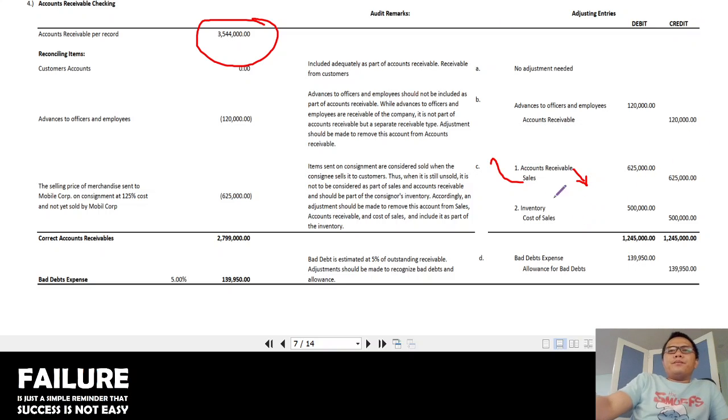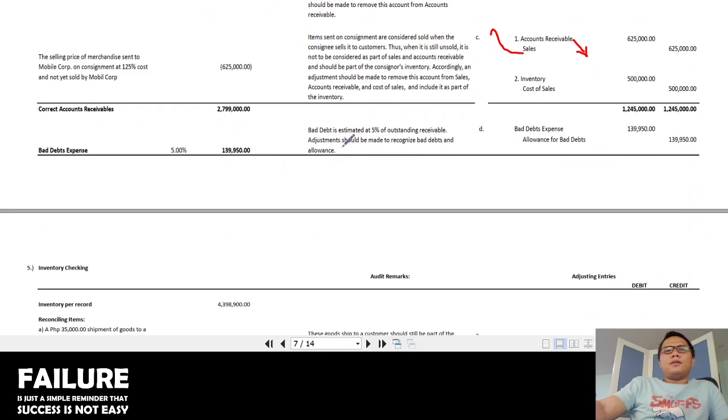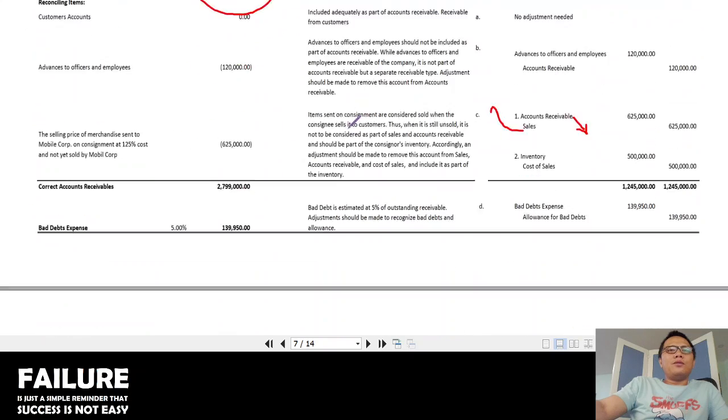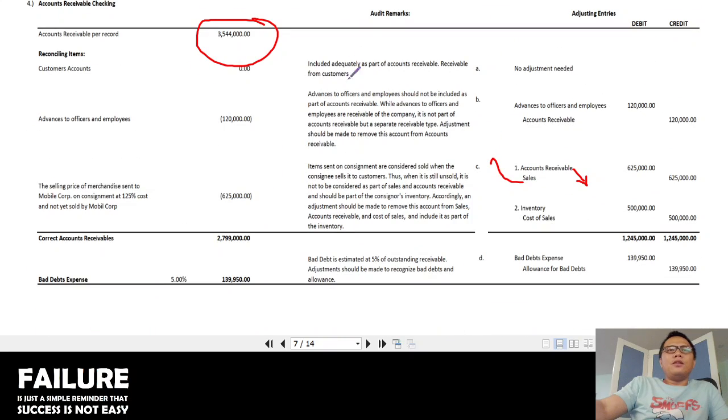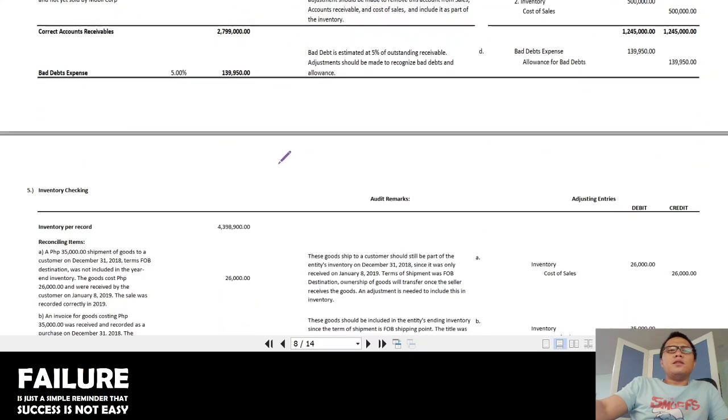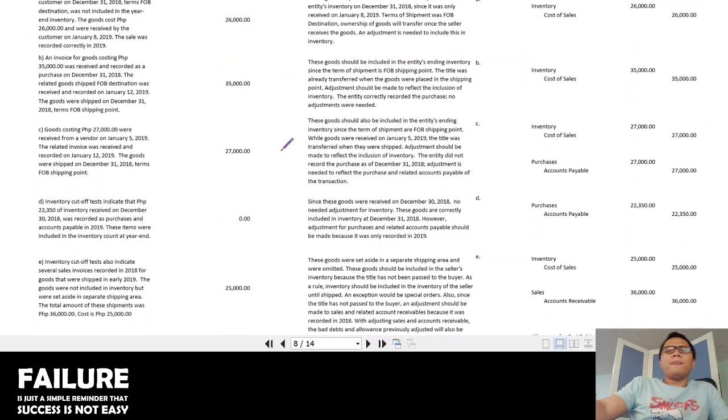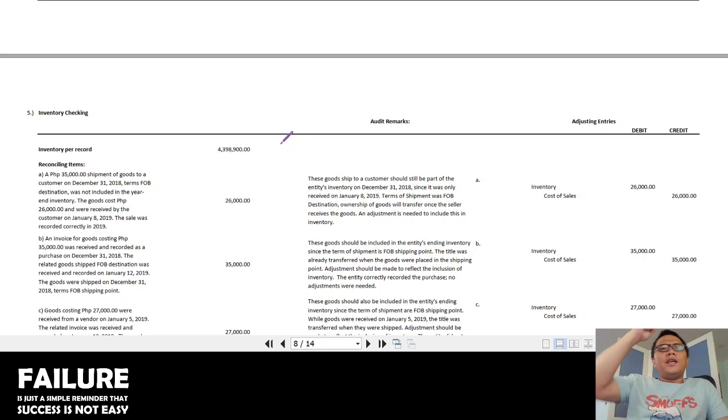So, next. Okay? So medyo mahaba-haba na tong topics na na-cover natin, no? So again, you need to have a strong foundation sa inyong financial at advanced accounting. Di ba? So next, inventory checking na naman tayo. Okay?